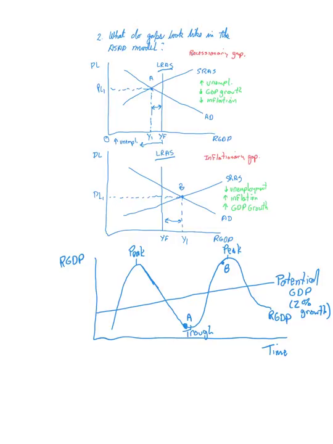In part 3, we're going to look at how we solve the problem using classical theory on the one hand and Keynesian theories on the other. That's it.